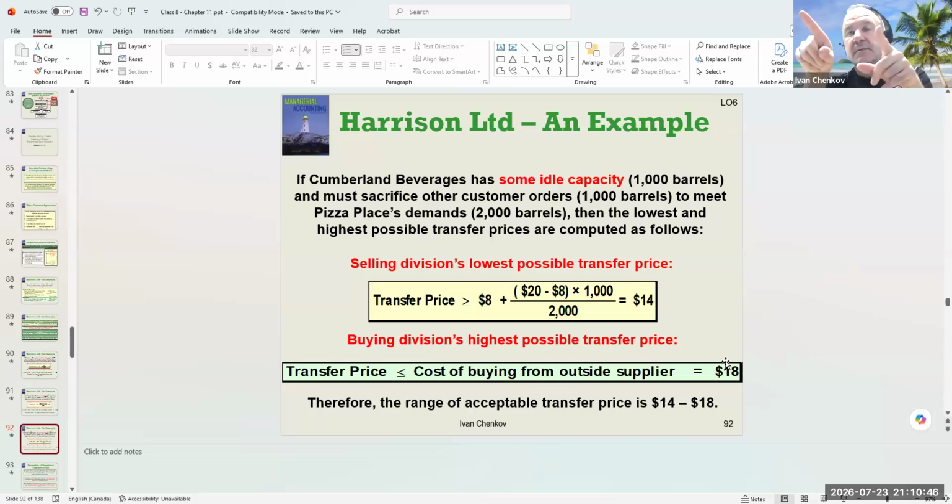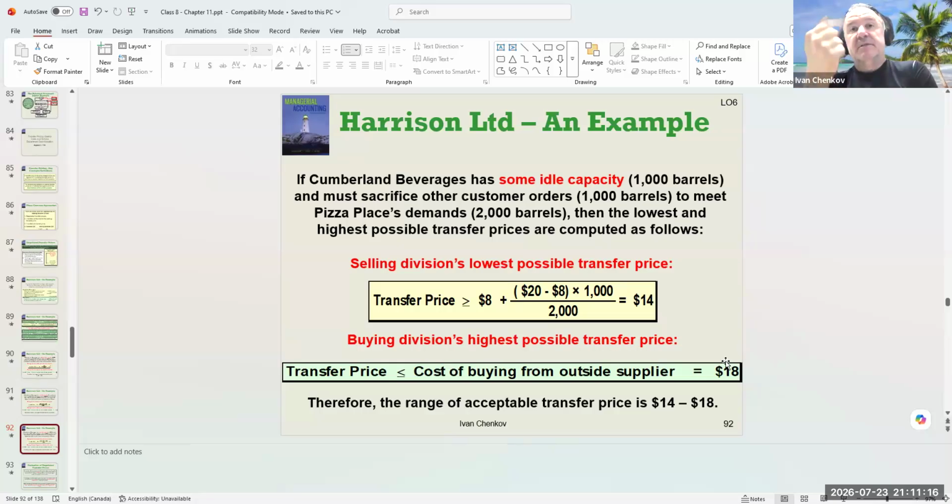So in that case, for the entire transfer of 2,000 barrels, the minimum possible transfer price will be $14. Again, on the first 1,000, there will be no contribution margin loss, but on the second 1,000, it's going to be $12 contribution margin loss divided by the entire transfer. That's going to bring the minimum price to $14.